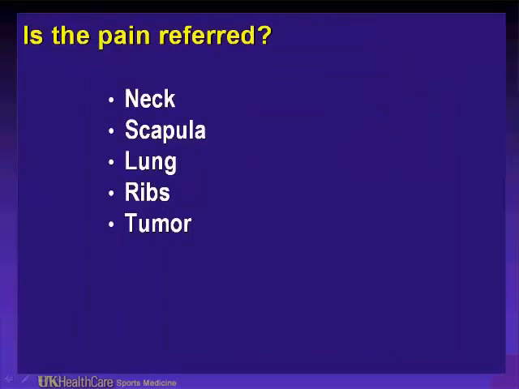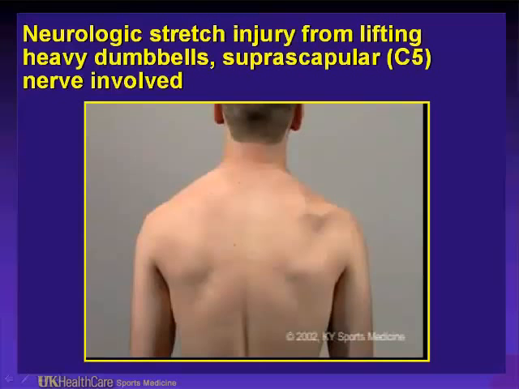Is pain referred? Is it coming from their neck, scapula, lungs, ribs? Is it a tumor? Do they have night pain? So if it's a pain that isn't quite classic, make sure that you do a thorough exam of those body parts. This is a neurologic problem.